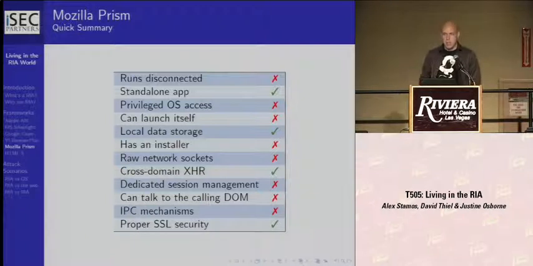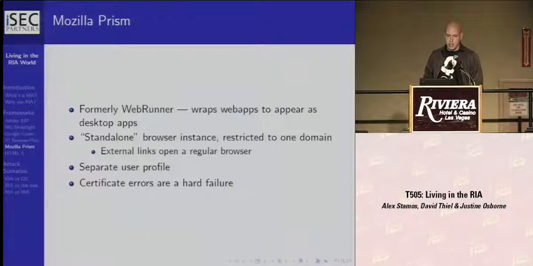Prism is actually pretty simple in concept. It's just a way to encapsulate a website into a kind of chromeless standalone browser, and they set up their own little profiles, and they're locked to one site. If you click on links to another site, it'll open in a browser, just like in an email application. It just passes it to the browser. It doesn't try and follow that stuff around, which is a good design. And you can't even override SSL certificate failures, which is also a pretty decent idea.